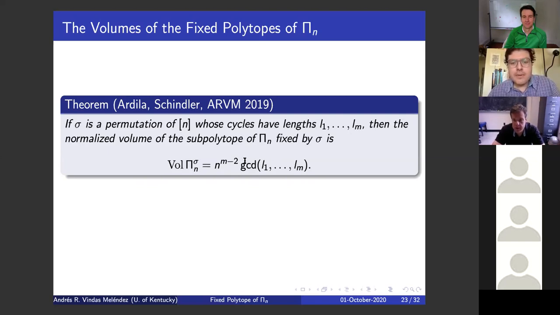And this generalizes the theorem that the volume of the permutahedron is n to the n minus 2, which is due to Richard Stanley. So this generalizes Richard Stanley's theorem. If we take m to be the full cycle, where it's just n, we recover this again.